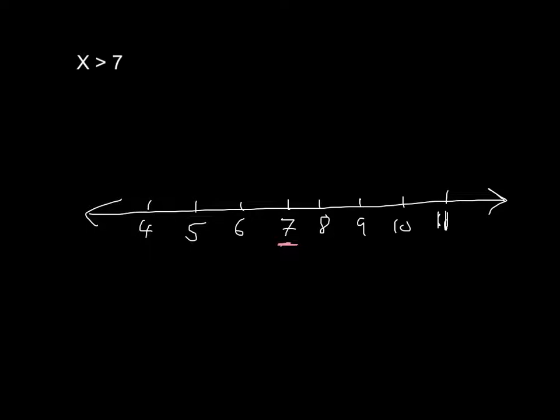Because it does not include 7, I'm going to draw an empty circle, and then I'm going to decide, does the arrow go to the left or to the right? Well, 8 is greater than 7, and 9 is greater than 7. So I'm going to color in all the areas to the right, and I'm going to color in the arrow itself, because it shows that it goes on forever. And this empty circle means that it does not include 7. It says it has to be greater than 7.